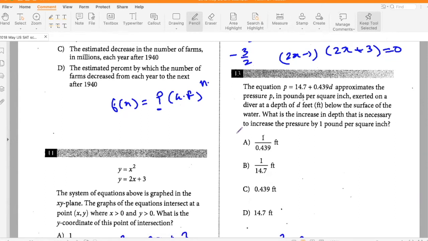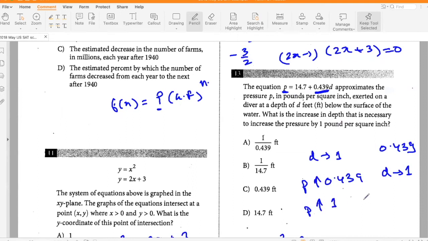Okay, so you need to increase the pressure by 1 pound per square inch. So what is the increase in depth that is necessary? Okay, so if you increase the depth by 1, the pressure increases by 0.439, right? So pressure increases by 0.439 when depth increases by 1. So to increase pressure by 1, depth would have to increase by 1 divided by 0.439. So option A.